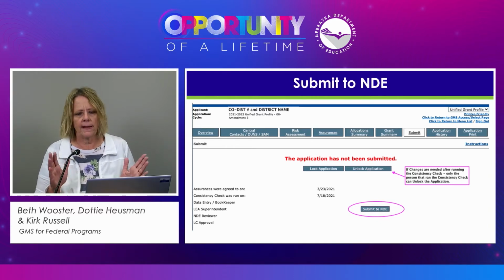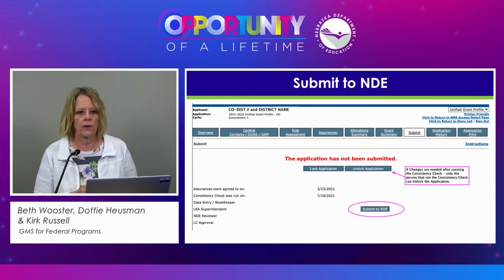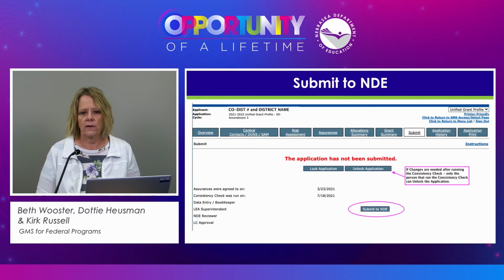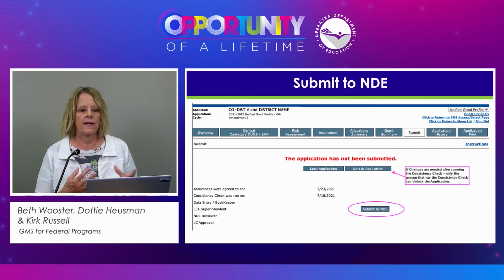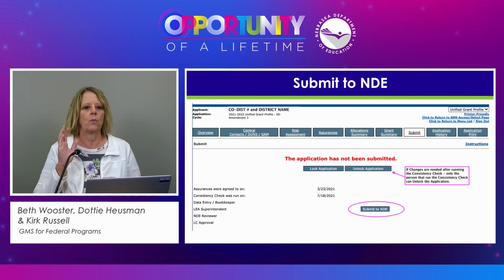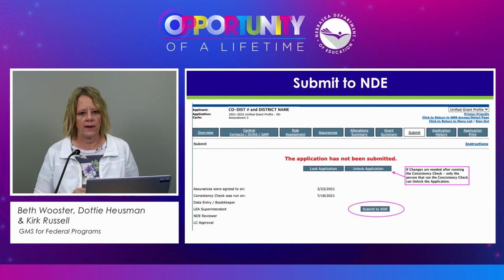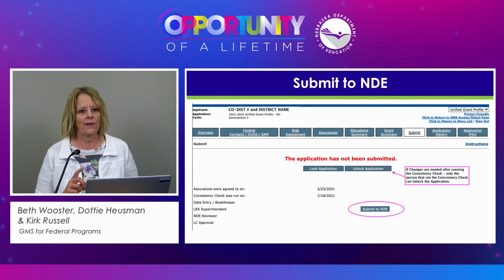So let's say that you go into panic and say, oh no, I know I forgot to put so-and-so as the homeless person. If changes are needed after running the consistency check, the only person that can unlock the application is the person who ran the consistency check. So if you're the bookkeeper and your superintendent already ran the consistency check and is ready to click submit to NDE, and you go running in the office saying, wait, I forgot to do this person's name, the person that has to unlock it has to be the superintendent because they're the one who ran the consistency check. So keep that in mind.